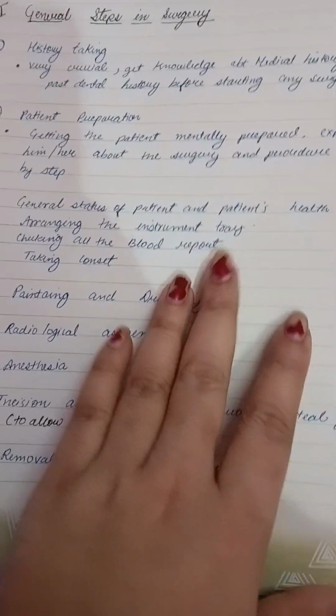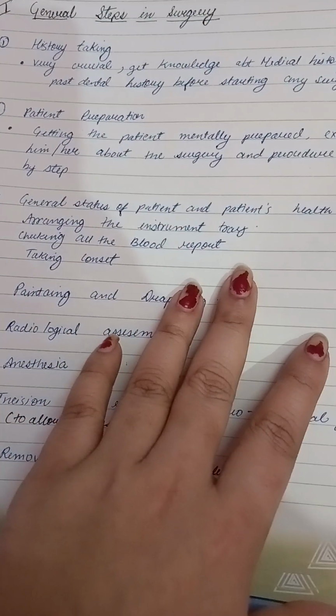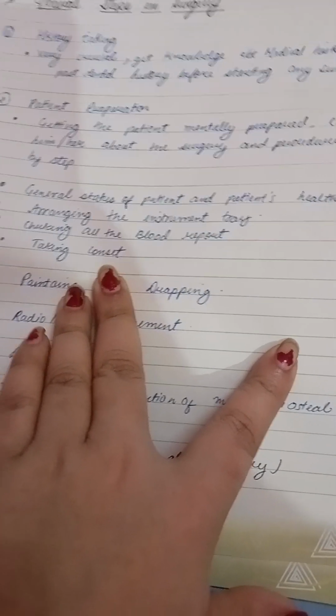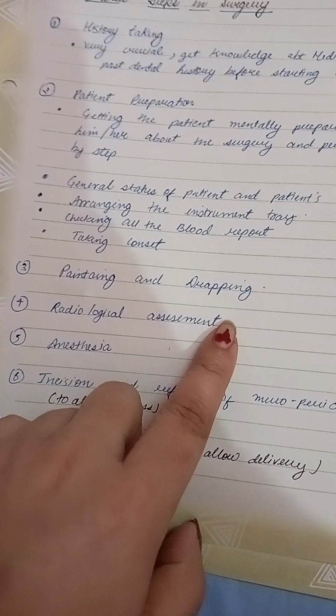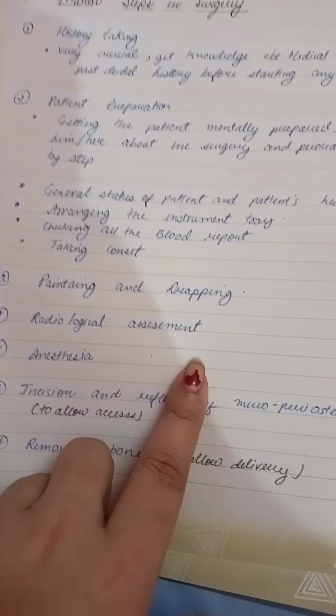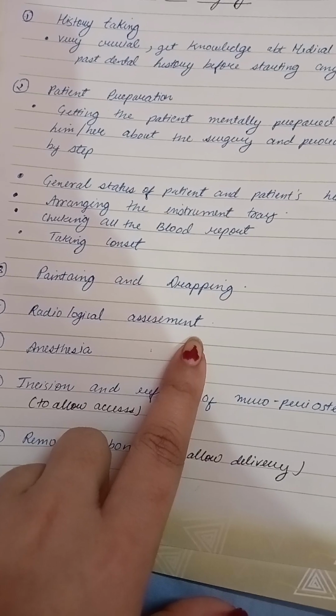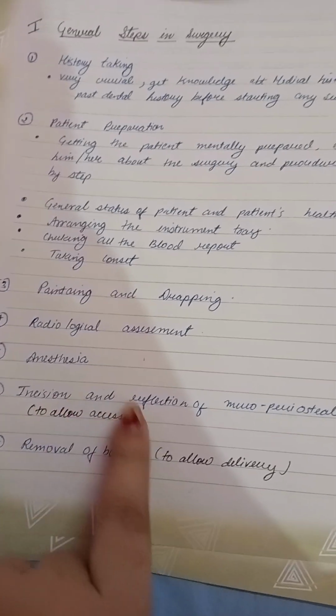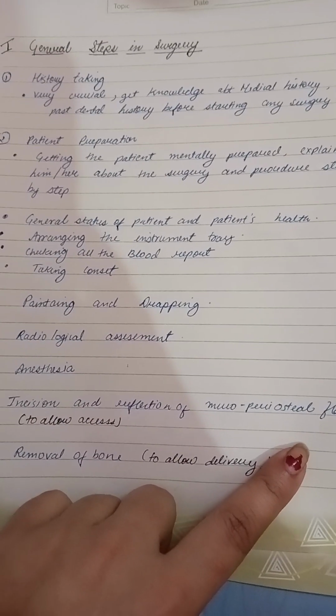Arranging the instrument tray, taking all the blood reports and taking consent. Consent is again a very important thing. Now, painting and draping of the patient. Radiological assessment we have learned; it will help guide how the procedure will go. Then anesthesia, incision and reflection of the mucoperiosteal flap.